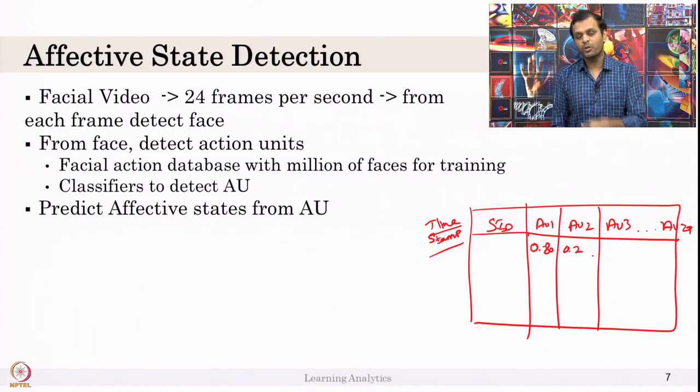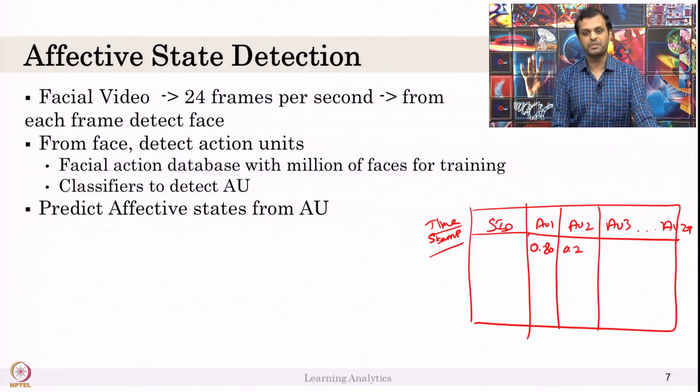So again they trained a big classifier to combine these action units and give the affective states, that is emotions: boredom, confusion, or anger, fear kinds of emotions. So that is what is actually happening in the back end while detecting the student's facial expressions.